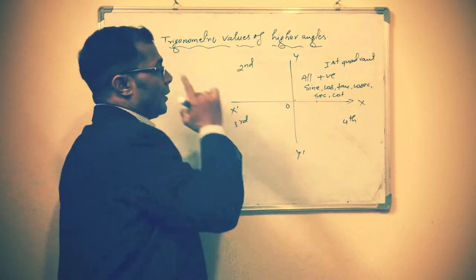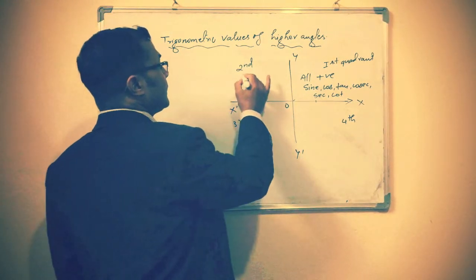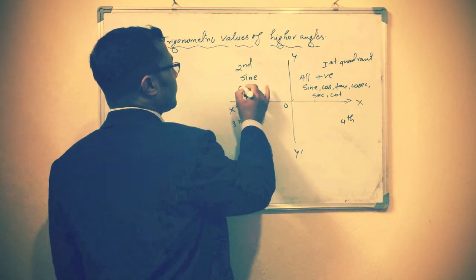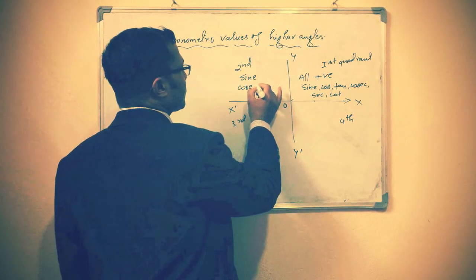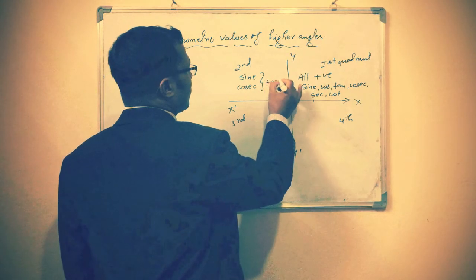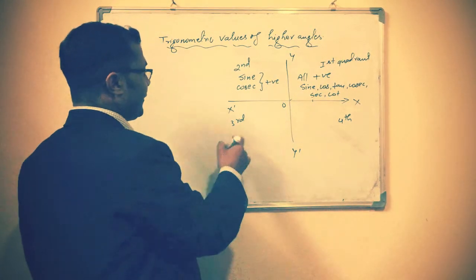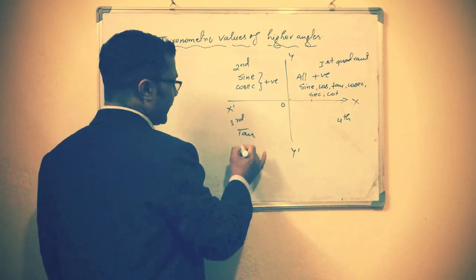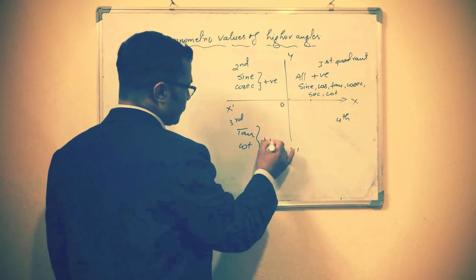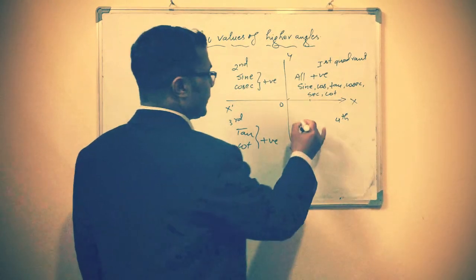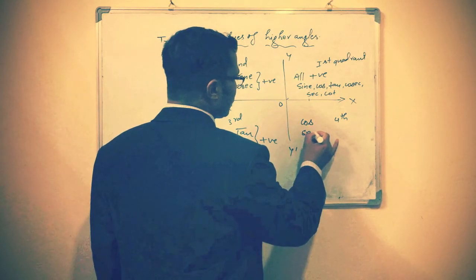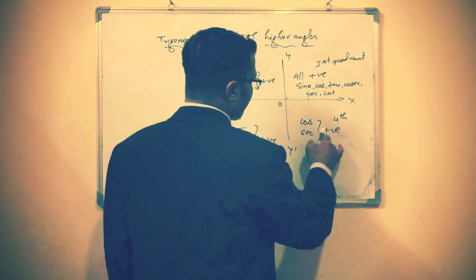Here, what you have to understand is only sine and cosec are positive. Here you have to understand tan and cot are positive. And in this quadrant you have to understand cos and sec are positive.